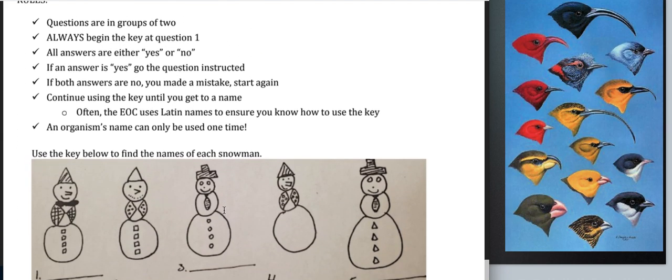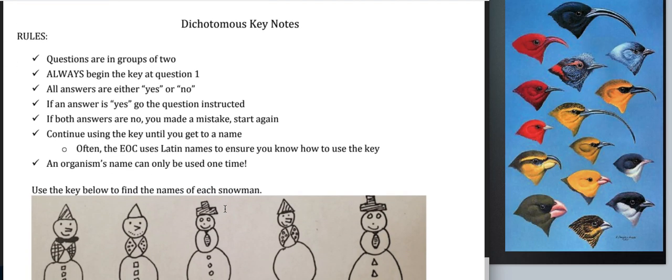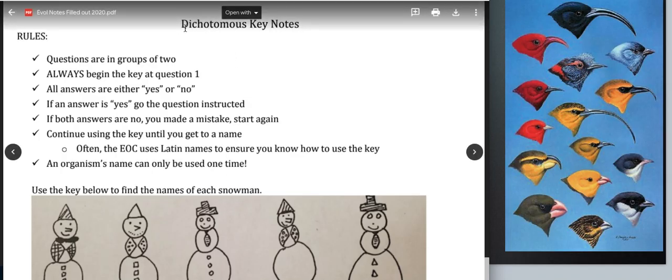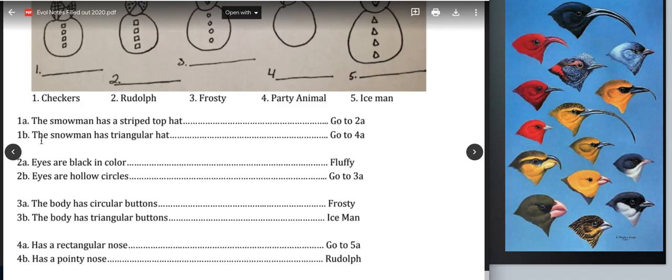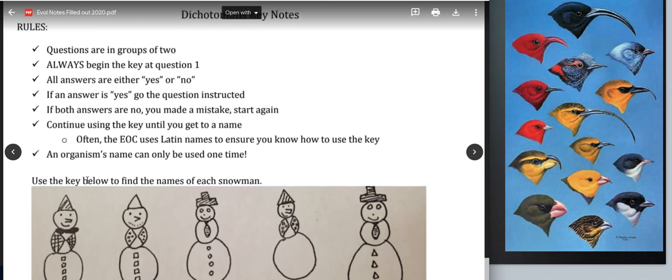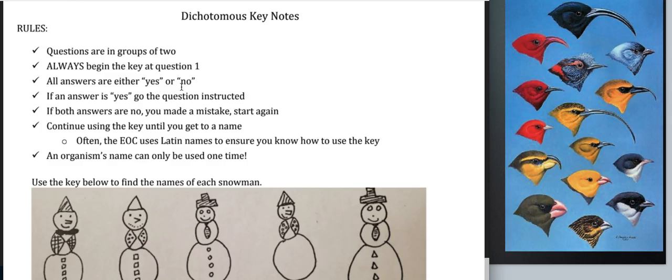Okay? All right, now the last thing is a dichotomous key. Okay, a dichotomous key. Di means two. So the questions are always in groups of two. Okay, so here they are. Here's one set of questions. Here's another set of questions. There's 4 sets of questions here. The answer to the questions is always either yes or no. If you get 2 no's in a set, then you did something wrong.